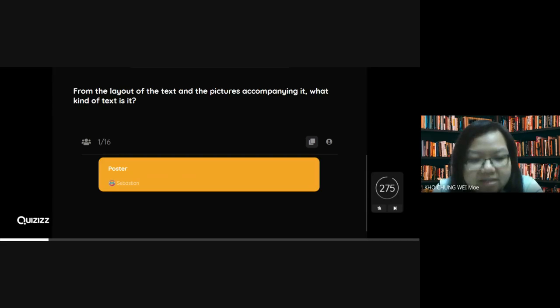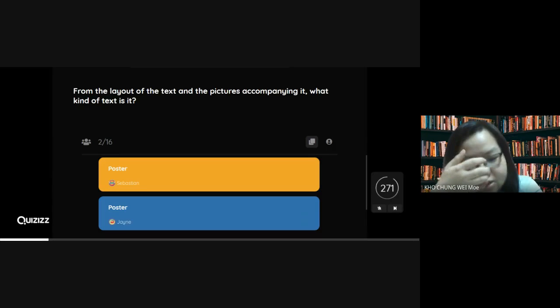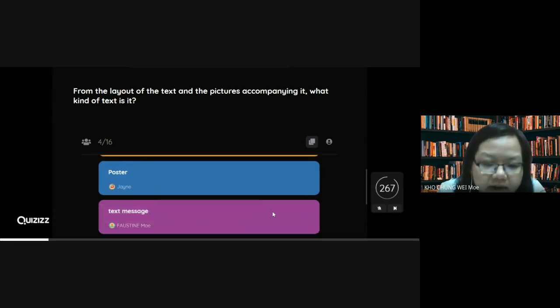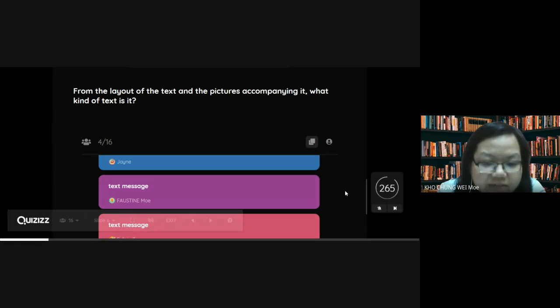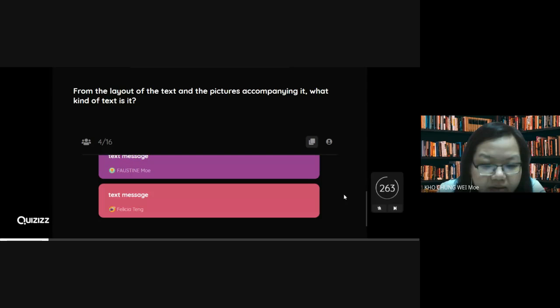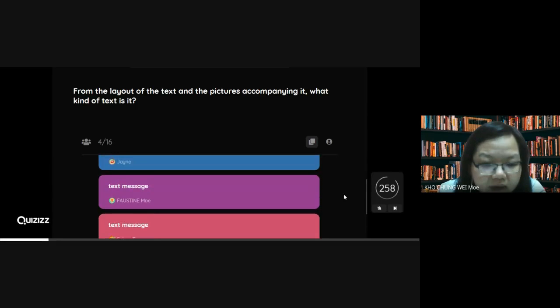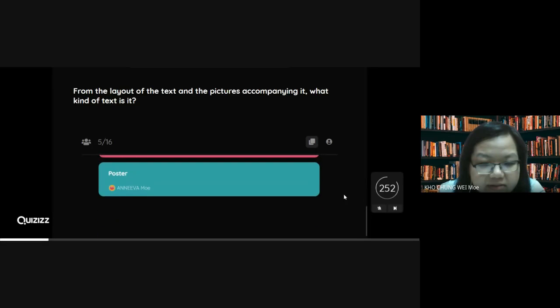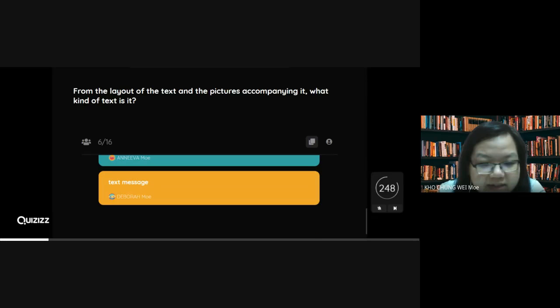Okay, Sebastian says a poster, right? Maybe the picture tells us a poster. Jane says a poster as well. Okay, it's a text message. All right, Felicia also says a text message. Okay. Aniva says a poster. Okay, any more responses? It's a text message.